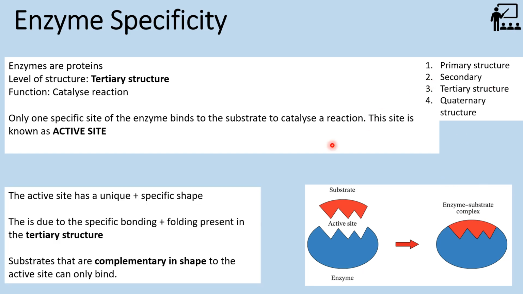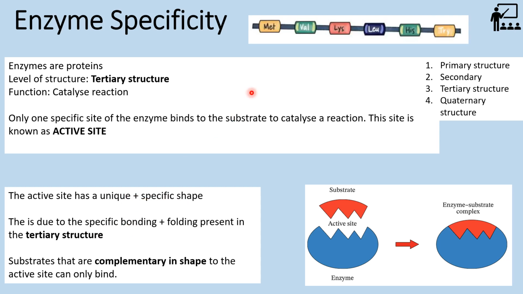Now, we mentioned the active site. The active site is very, very unique and has a specific shape. Now, this is where we draw on our knowledge of proteins, the levels of structure of proteins, for enzymes. So we mentioned that the enzyme has a tertiary structure. This active site, being very unique, having a specific shape, is due to the specific bonding that's found there. And that bonding is because of the primary structure of our protein.